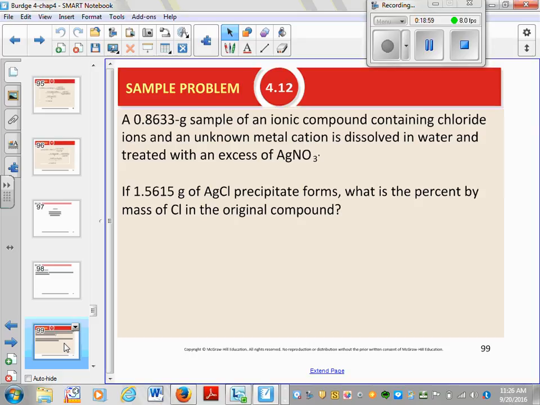We filter it, dry it, and weigh it. And we find out that we have 1.5615 grams of silver chloride. What's the percent mass of chlorine in the original compound? Uh-oh. You have to think about this.